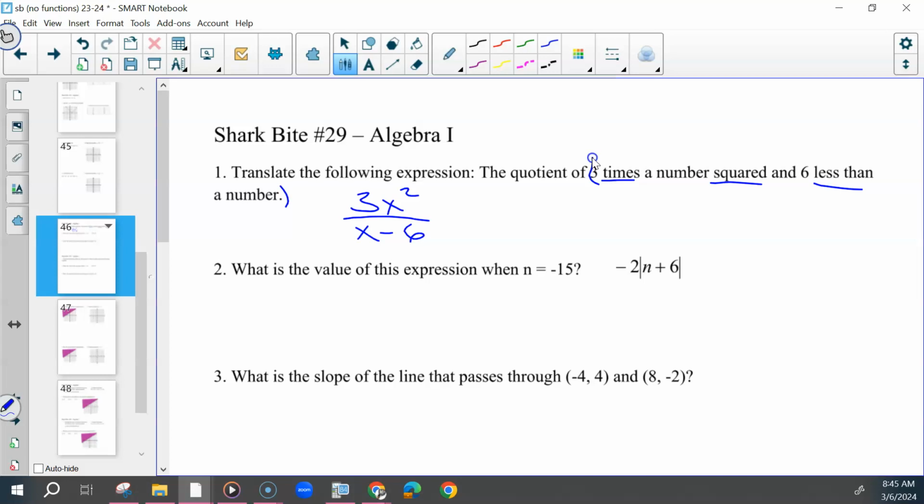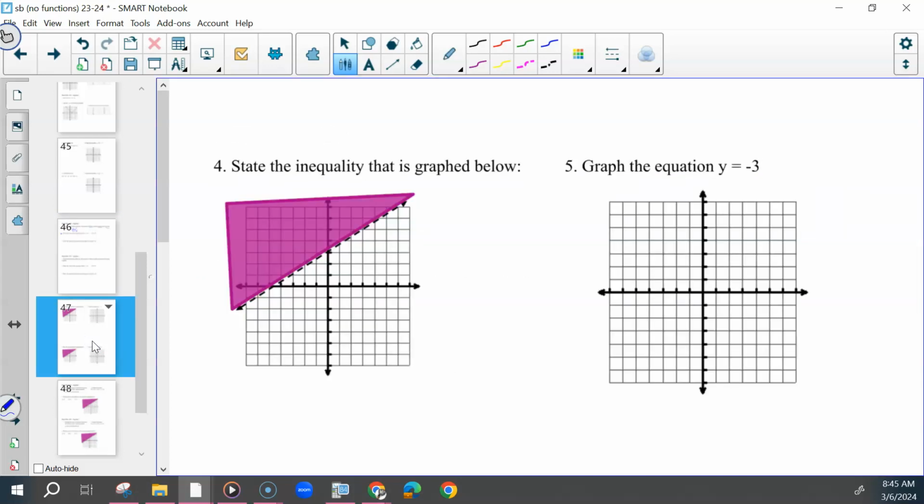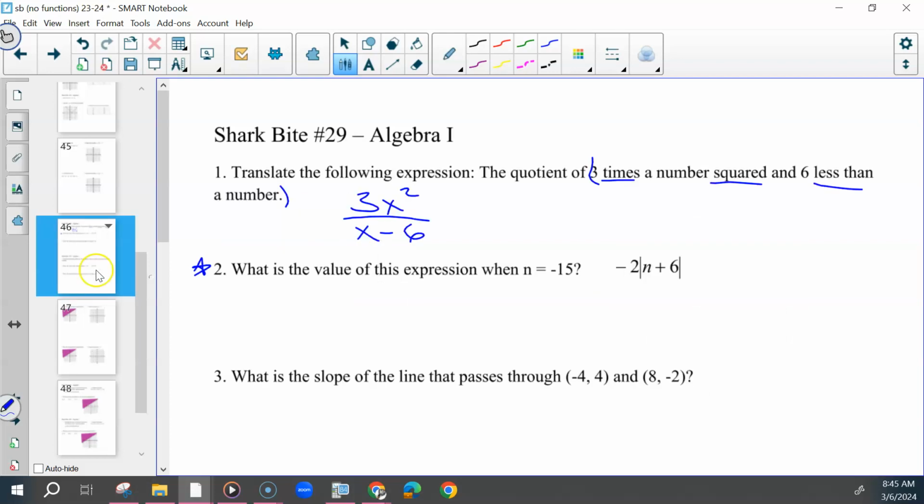Remember, with translating, that can't be done on Desmos. That's something you have to know how to do. Know the words, know how to put it back, and vice versa. 1, 2, and 4. 2 can be done in Desmos, and then 4 we'll talk about.